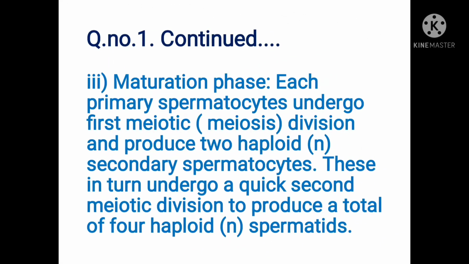Number 3. Maturation phase. In maturation phase, the primary spermatocytes undergo first meiotic or meiosis division and produce 2 haploid secondary spermatocytes. These in turn undergo a quick second meiotic division to produce a total of 4 haploid spermatids.